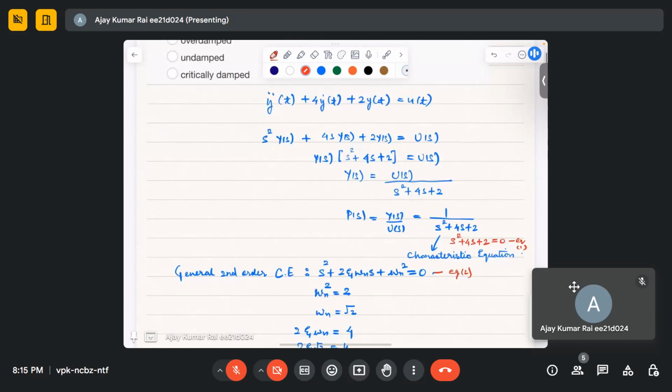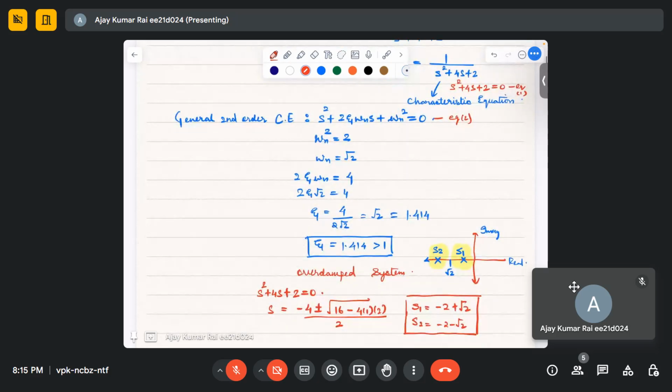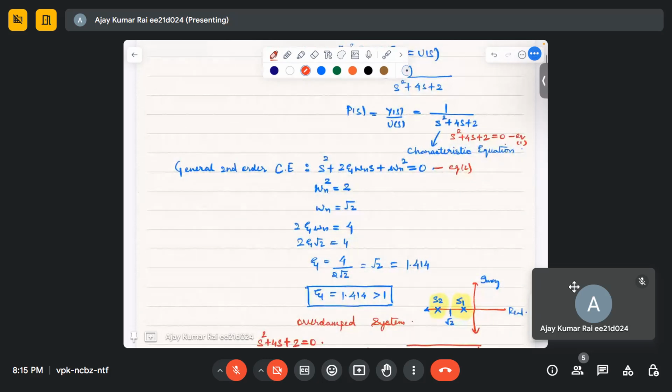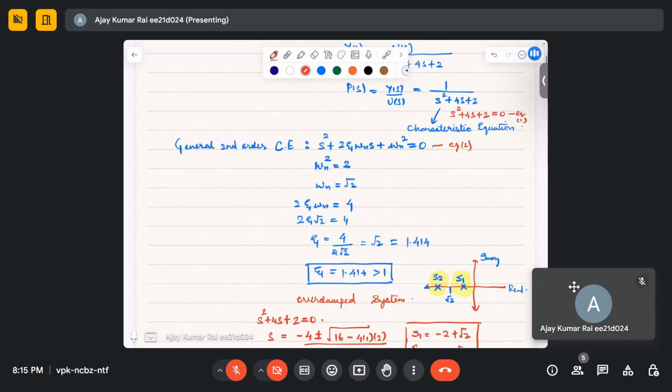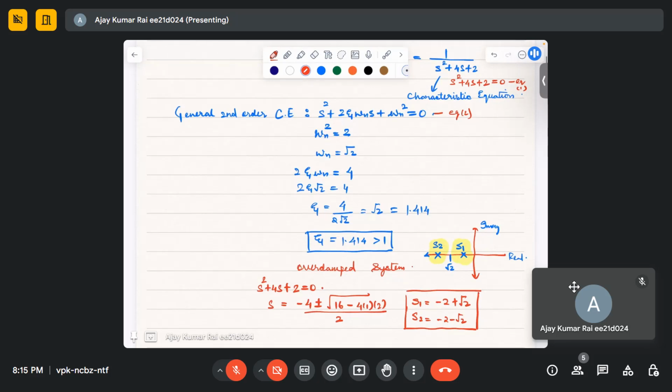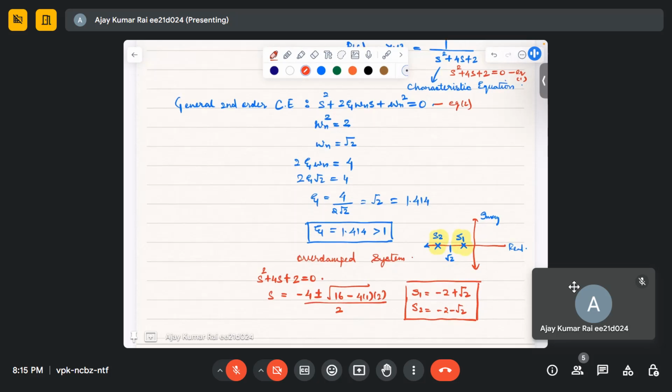If you're asking about the first question, the second order system, this is a very simple question. You have to find the roots. Or you can find zeta, and zeta comes out to be greater than 1. That's why we said the system is overdamped. You can find the roots also, and both the roots will be real and negative, so from that analysis also you can say the system is overdamped.